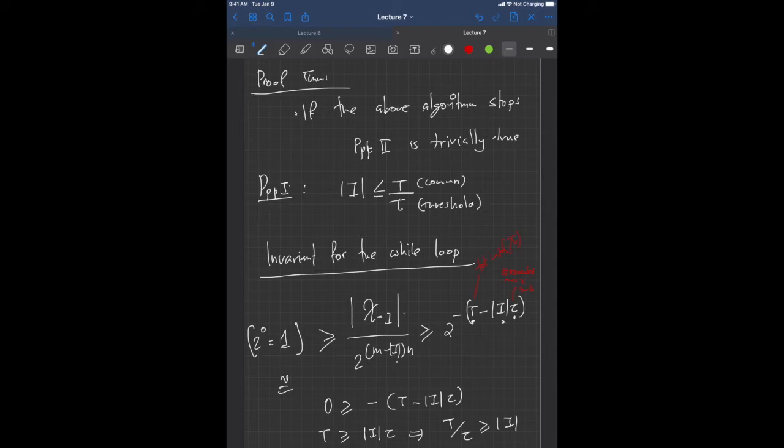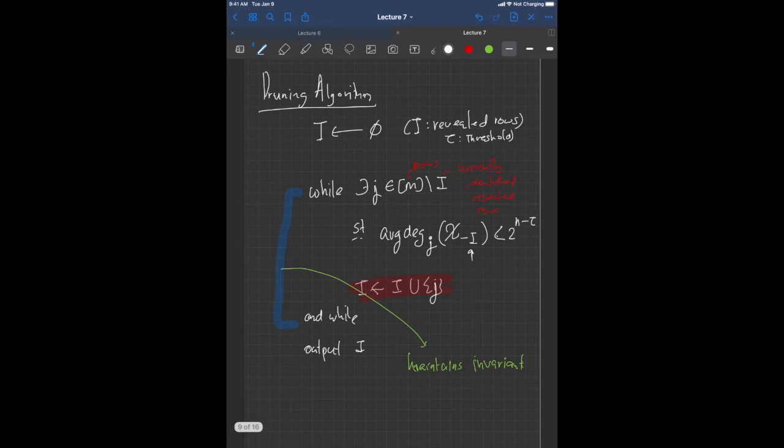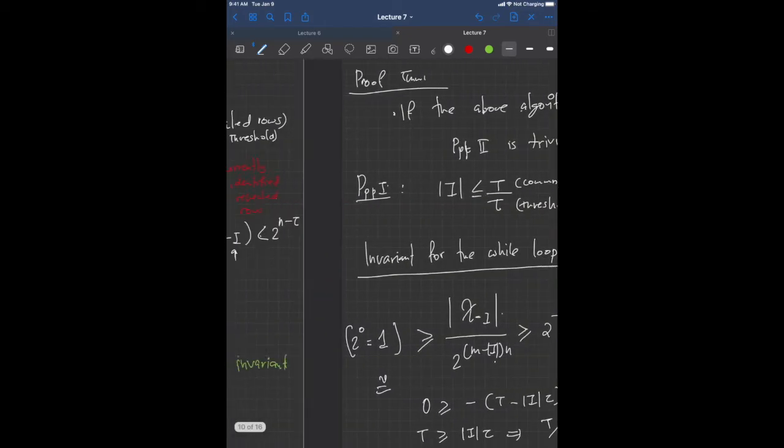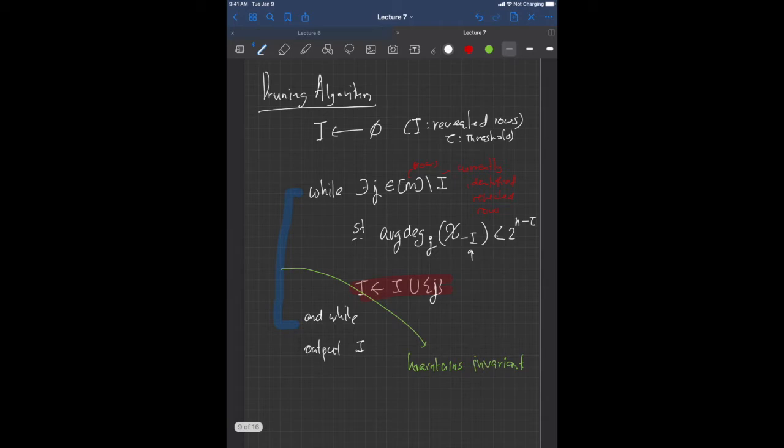It's just this kind of potential argument where you have a pruning algorithm which prunes your set until you cannot find a revealed row, and then it stops. And then you prove this invariant: at every step of this pruning algorithm, you're identifying a row and identifying tau bits of information that are in that row. So if you project that row away, you will have t minus i times tau bits of information in the matrix.